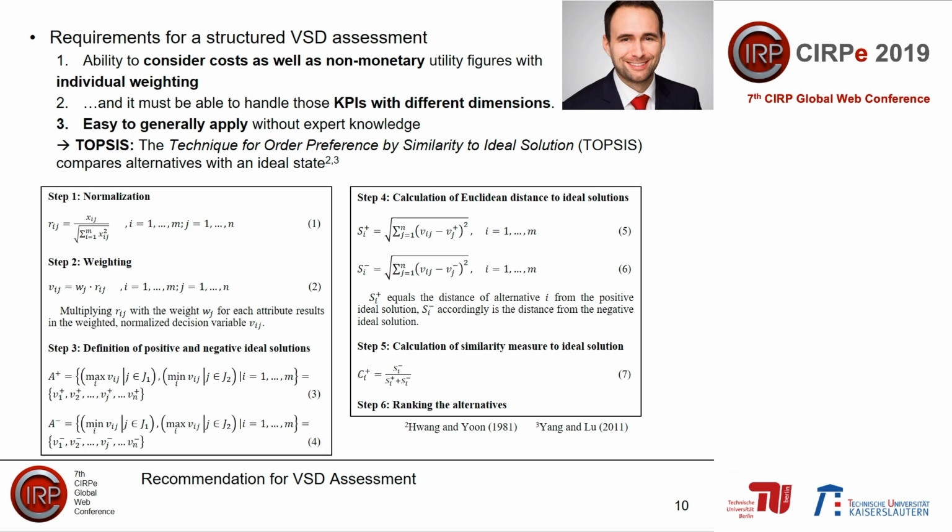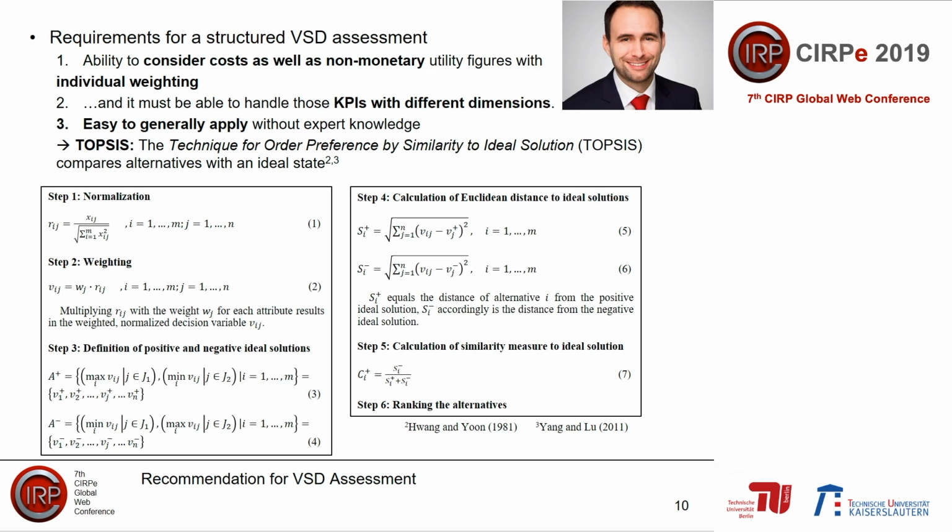We have to be able to handle KPIs with different dimensions, and we have to have an assessment approach that is very easy to generally apply without any expert knowledge within our value stream method. So that's why we've chosen TOPSIS, which is the Technique for Order Preference by Similarity to Ideal Solution. To use TOPSIS, you use it in 6 steps.